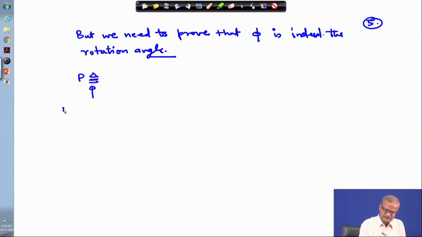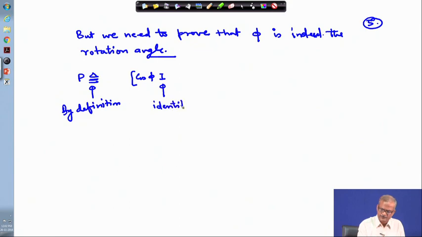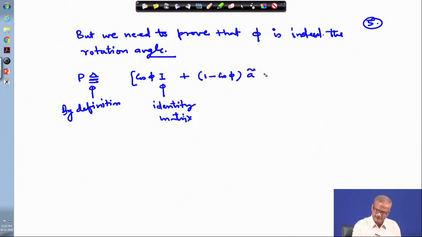This means by definition, which we are defining as cos phi times I, where I is the identity matrix, plus one minus cos phi times A tilde times A tilde transpose, minus sin phi times A tilde cross.